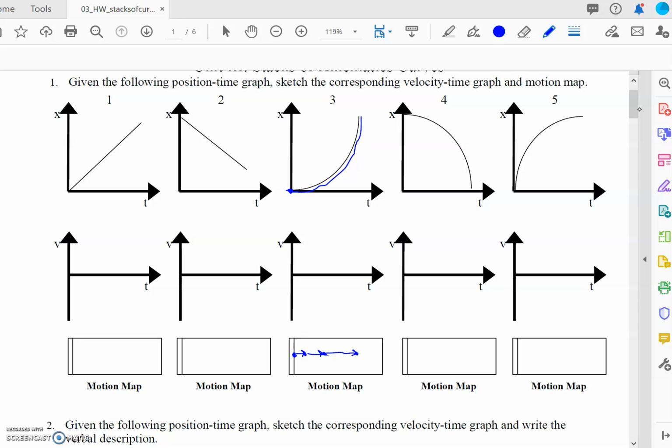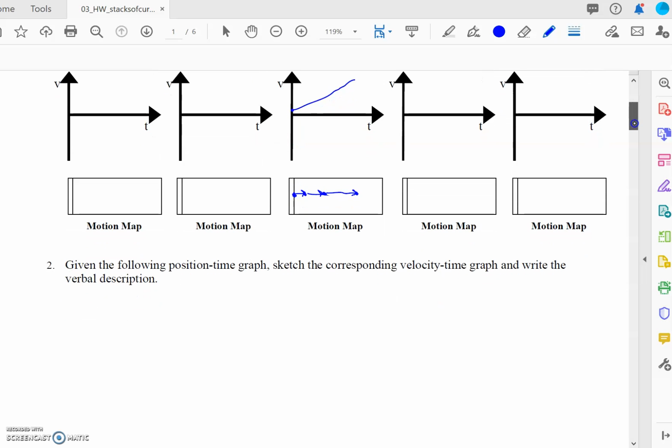Now let's go back and draw the velocity time graph. The slope of the graph at this point is pretty small, almost 0. And maybe a middle point, the slope here is a little bit larger and positive, and here it's very large and positive. So my velocity time graph is going to look like that. The velocity increases over time.